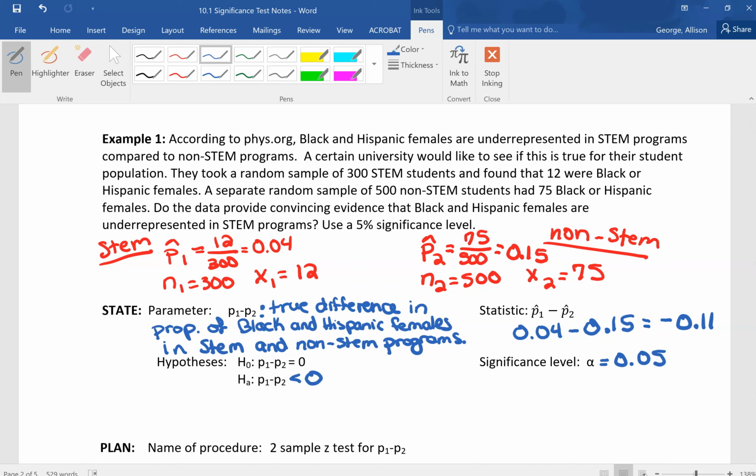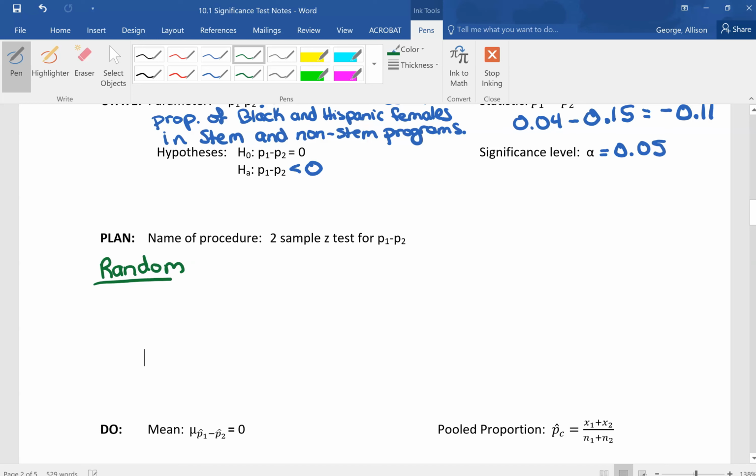Alright, so that's the state. Next up is the plan. Name of this one is a 2-sample z-test for P1 minus P2. Alright, now we got to go through and check all of our conditions. So first, for random. In the problem, they said that they took a random sample for both of STEM students and non-STEM students. So they were both random samples.